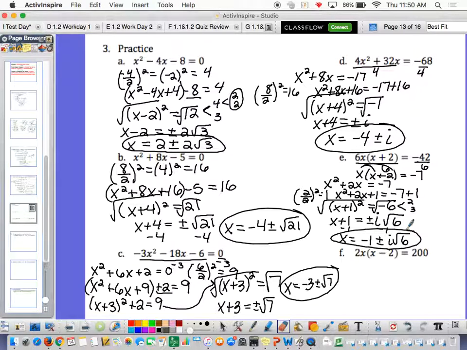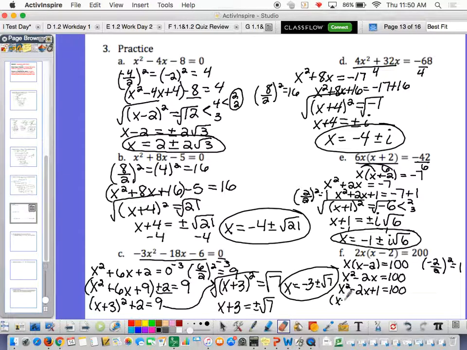F is done similarly. So if we divide by 2 first, we get x times x minus 2 equals 100. Okay, great start. If you distribute, you get x squared minus 2x equals 100. Negative 2 over 2 squared, well, that's negative 1 squared, which is 1. So you have x squared minus 2x plus 1 equals 100.